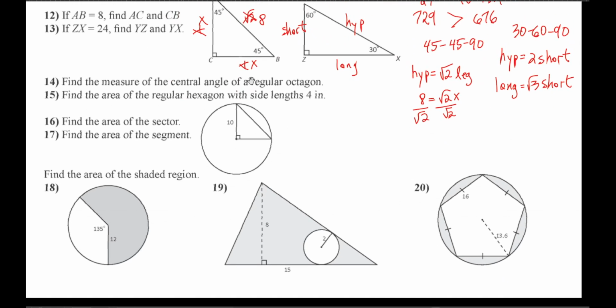The central angle of a regular octagon. Like, what in the world are we going to do there? Well, here's what I would do. This is where it gets a little bit tough. I'm not going to draw the whole entire octagon. I'm just going to draw, oops, let's keep that straight. There we go.